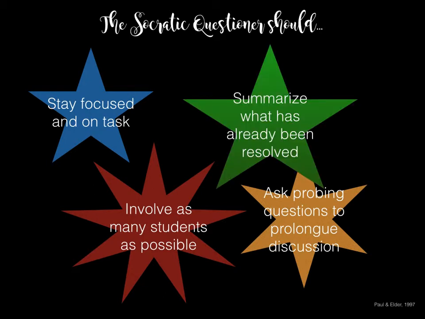And then you've got to remember to summarize what's already been resolved. So if we have beaten this horse until it was totally dead, then we're going to summarize what we learned and we're going to move on to another topic. We're not going to just keep repeating ourselves over and over again. So that's how the teacher has to keep things rolling.